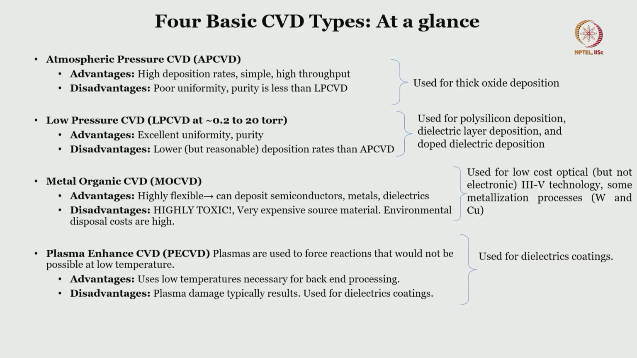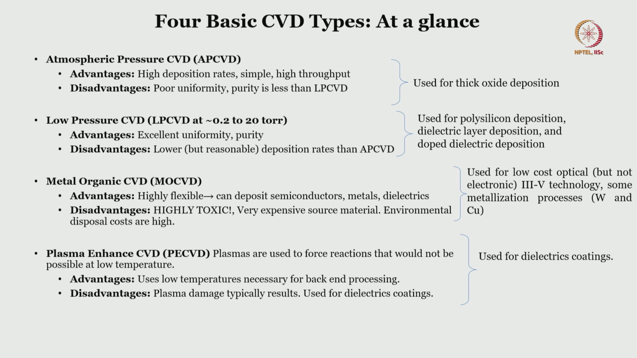Now, let us go to 4 basic types of chemical vapor deposition. From physical vapor deposition we go to chemical vapor deposition, and let us understand from the periphery what exactly the different kinds of CVDs are. When you look from the top, we can see that there are 4: atmospheric pressure CVD, low pressure CVD, metal organic CVD, and plasma enhanced CVD, right.